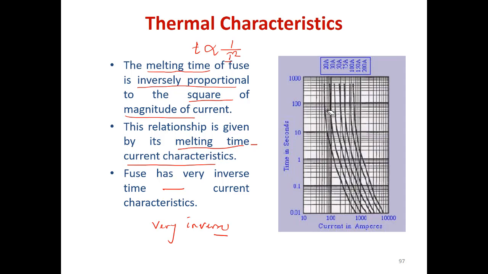We can see here the characteristic for different current ratings of the fuse element: for 20 ampere, 30 ampere, 50 ampere, 75, 100, 150, 200. For all these current ratings, the characteristic has been plotted between time and current, and it is found that the characteristic is very inverse in nature. The slope is very stiff. As soon as the current becomes higher, the time taken for melting the element is very, very small.